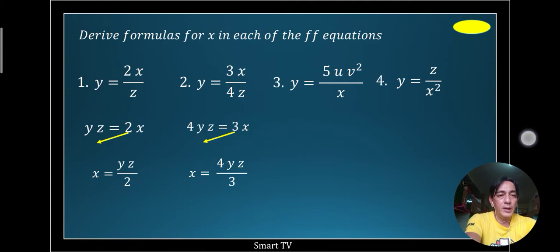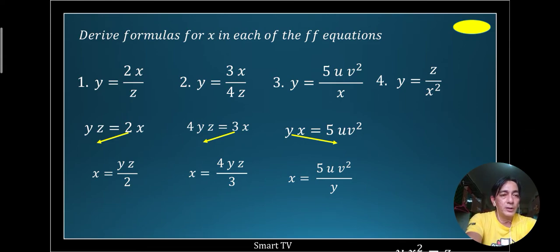Theorem in proportion uli. That will be yx equals 5ub squared. So, kitang-kita na, ibaba mo lang yung y as denominator ng 5ub squared. So, x now will be 5ub squared over y. Let's go to number 4.